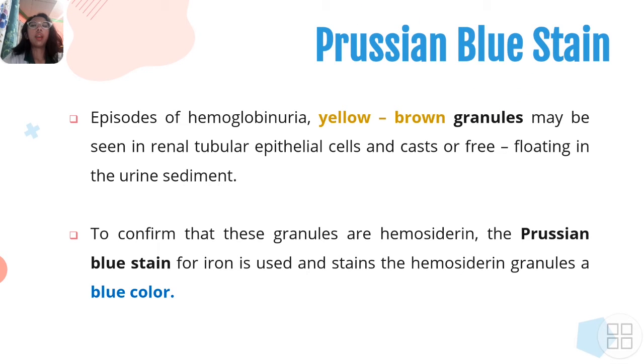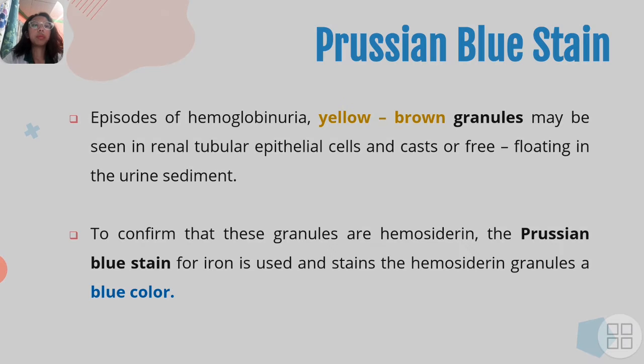Prussian blue stain. In episodes of hemoglobinuria, yellow-brown granules may be seen in the renal tubular epithelial cells and casts or free-floating in the urine sediment. To confirm that these granules are hemosiderin, the Prussian blue stain for iron is used, and it stains the hemosiderin granules a blue color.